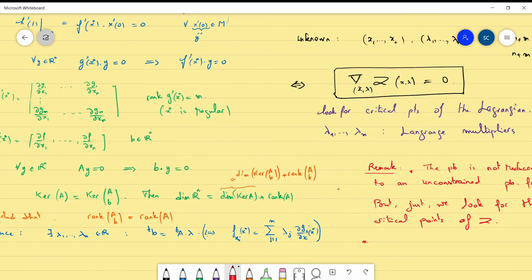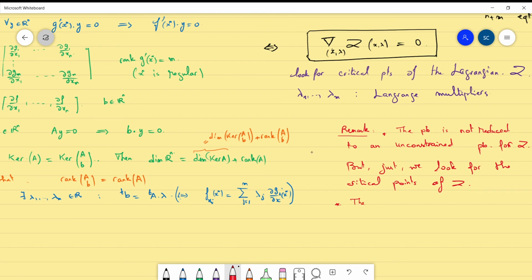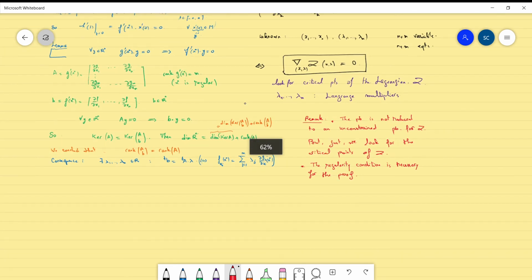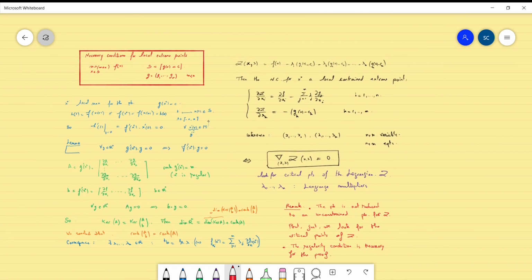The regularity condition is necessary for the proof. Maybe there are other theorems, but for this one we strongly use this property in the proof. So this is mainly the idea, and it's a beautiful idea how the Lagrange function connects the function to its constraint. We are including both pieces of information, which is very nice.